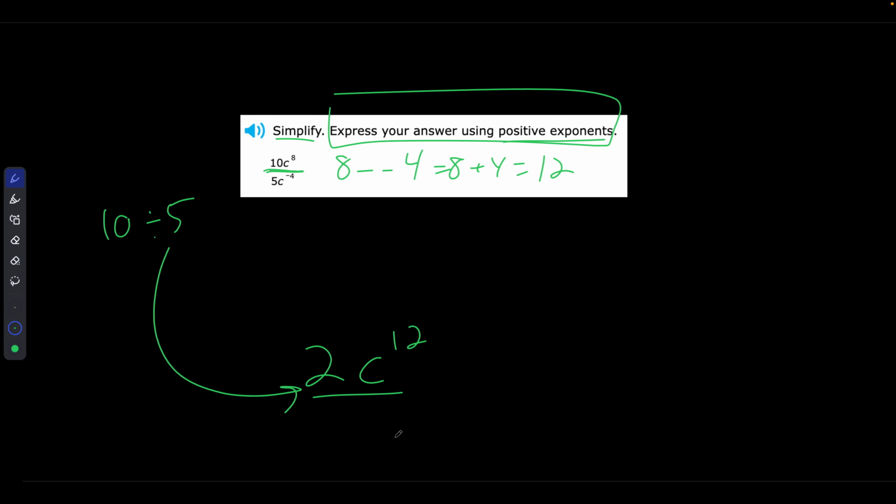And notice the fraction bar goes away. I mean, technically this is over 1, but everything is just on the top here. And so this is our final answer of 2c to the 12th. Divide the regular numbers, subtract the exponents.